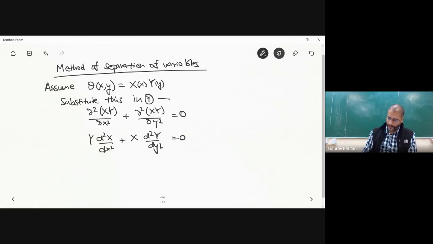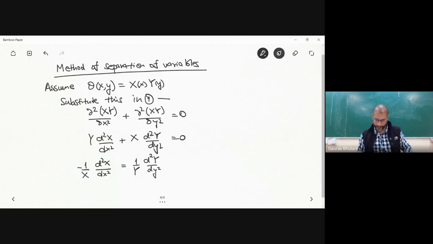Okay, so I can move around the terms, and then what I get is 1 by capital X, d2 capital X by dx squared, and then I have minus 1 by capital X, and this is equal to 1 by capital Y, d2 capital Y by dy squared. Okay, so this is the equation we get.